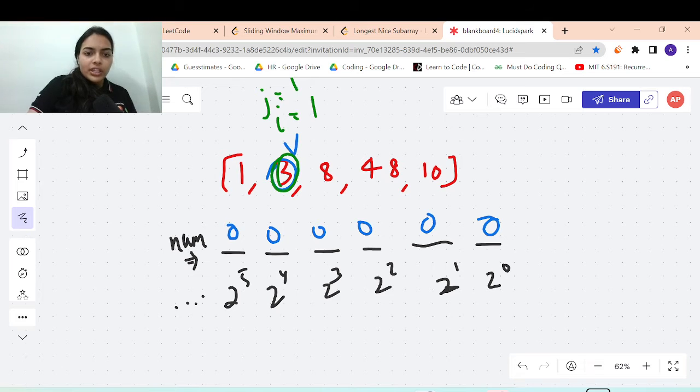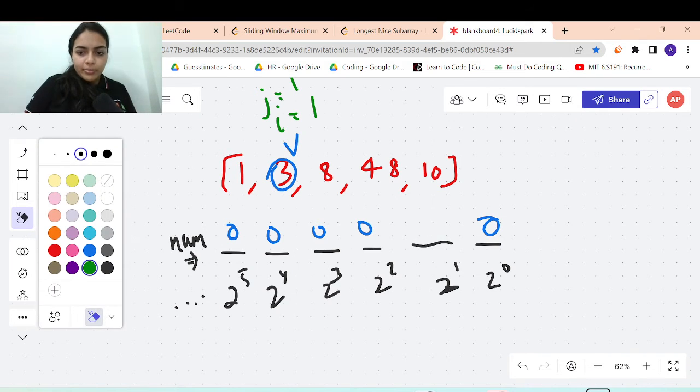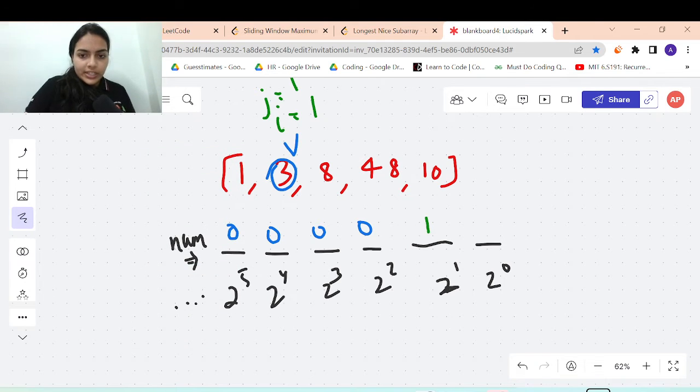Okay, now 3 can be included. 3 no more has a problem with anybody. 3 had a problem with 1, that's why we couldn't include 1, but now 3 has no problem sitting alone. So we can set the bits of 3. So what are the bits of 3? 3 is 2 power 1 plus 2 power 0. So here we can set the bits of 3.